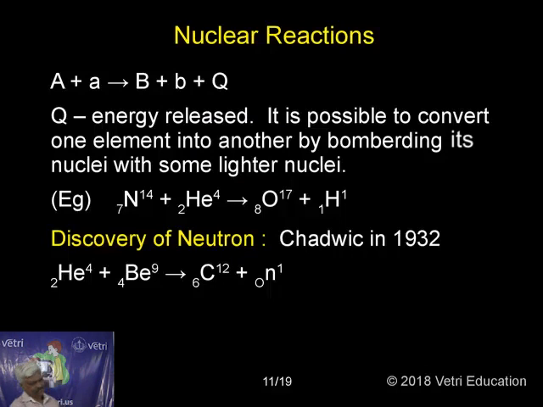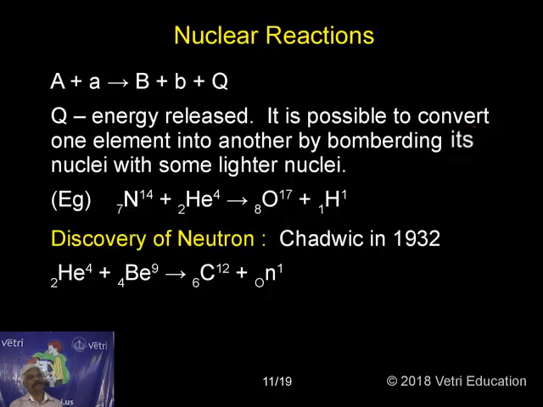The nuclear reaction: A plus small a is equal to B plus small b plus Q. Q is the energy released. It is possible to convert one element into another by bombarding its nuclei with some lighter nuclei. This is generally called a nuclear reaction.